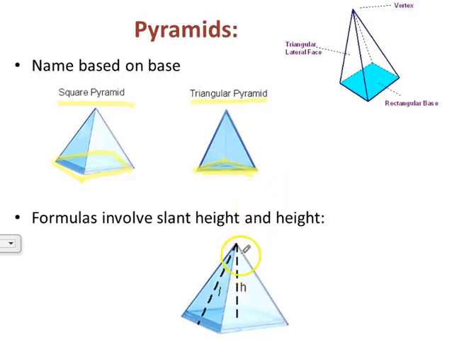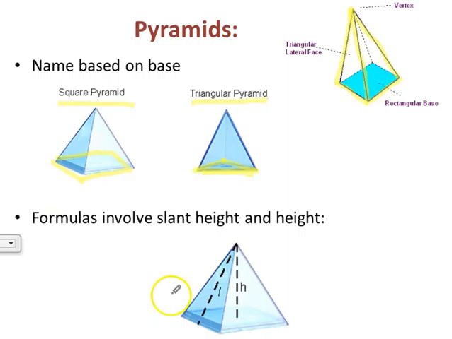I did want to go over different parts of a pyramid. A pyramid is going to have some type of base. It could be a triangle base, it could be a square base, it could be a polygon base. But all the lateral faces are going to be triangles. So when we deal with pyramids, all of our lateral faces are going to be triangles. So just keep that in mind.